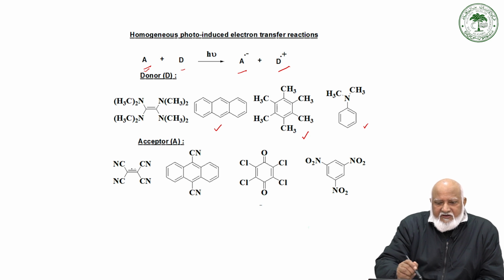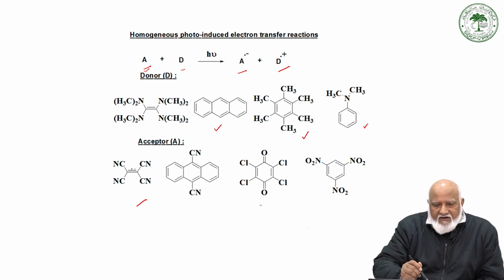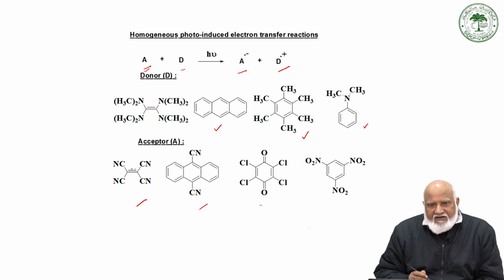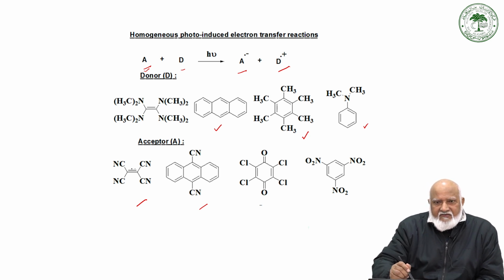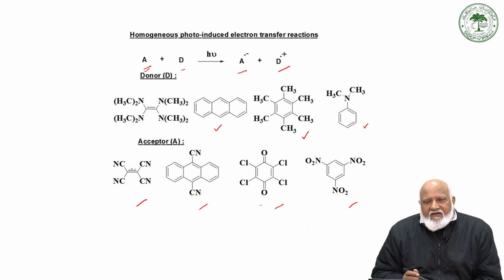A few representative examples of acceptors are shown over here. Tetracyanoethylene is an electron acceptor. 9,10-dicyanoanthracene can accept an electron, and then hexachlorobenzene and trinitrobenzene. These are a few representative examples of electron acceptors which can accept an electron and generate radical anion species, and hence can undergo photoinduced electron transfer reaction.